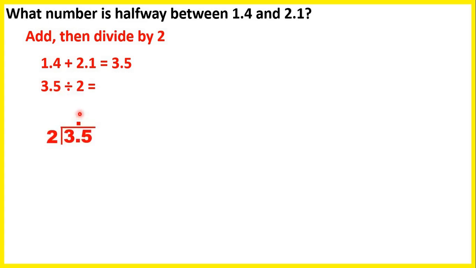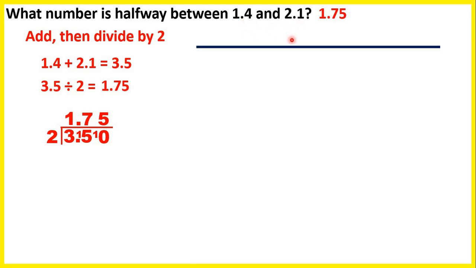So we copy up our decimal point. 3 divided by 2 is 1 remainder 1. 15 divided by 2 is 7 remainder 1. So we need to extend with a 0 to write our remainder 1 in front of the hundredths digit. And we can do that because 3.50 is the same as 3.5. We can always write zeros on the end of decimals. And now 10 divided by 2 is 5. So that means 3.5 divided by 2 is 1.75. So that's the number halfway between these two numbers.